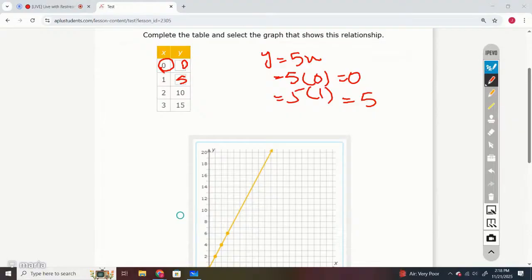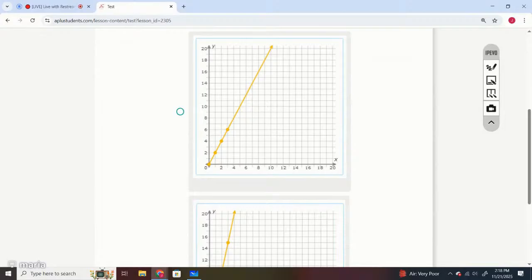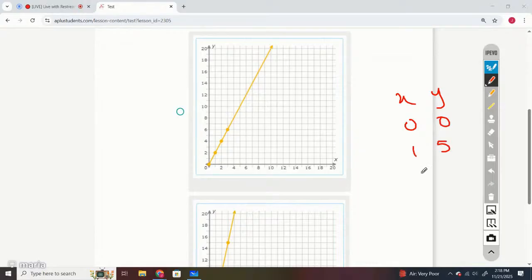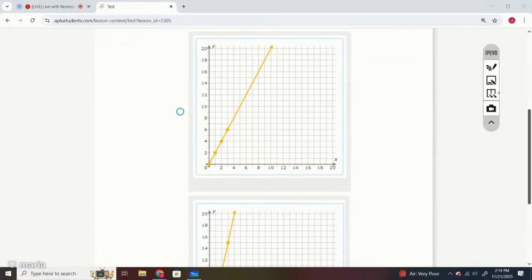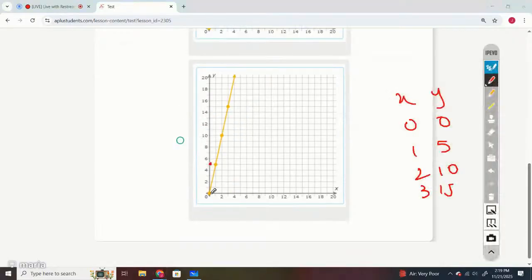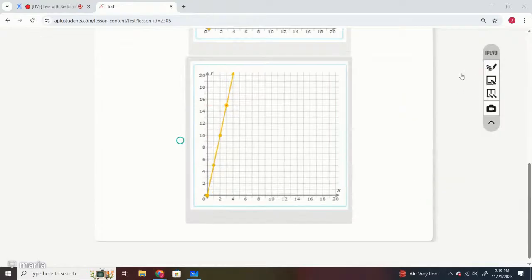So let's just see which graph matches the table of values. The table of values is x, y: 0, 0, 1, 5, 2, 10, 3, 15. Here is the point 0, 0. So x is 1, y is 5; x is 2, y is 10; x is 3, y is 15, right? So option number 2 is the correct option.